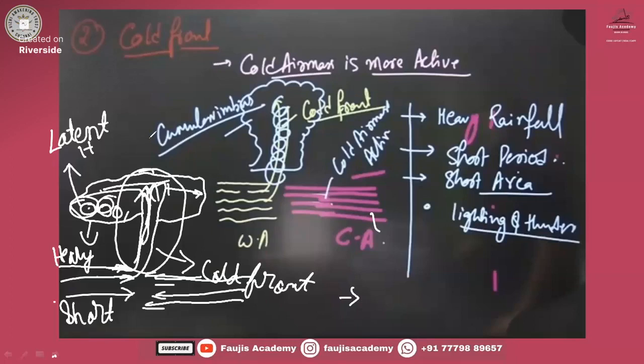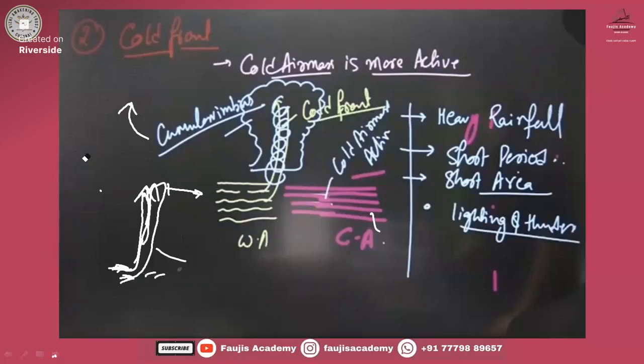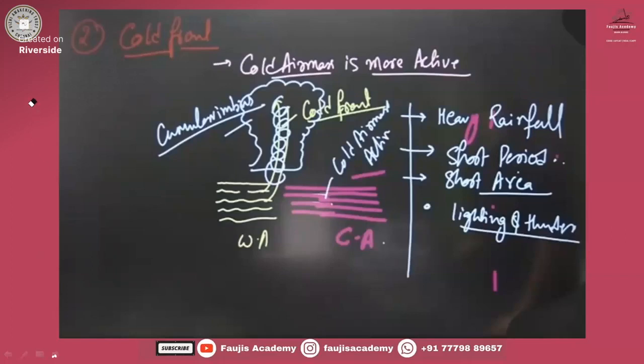And you all know that when we have cumulonimbus cloud formation, there will be thunderstorm and also lightning. So this is about the cold front. So what is the cold front? It should have a short area. Then heavy rainfall is happening, and the cold air mass should be active. Because of that, when they converge, what will happen at that time?